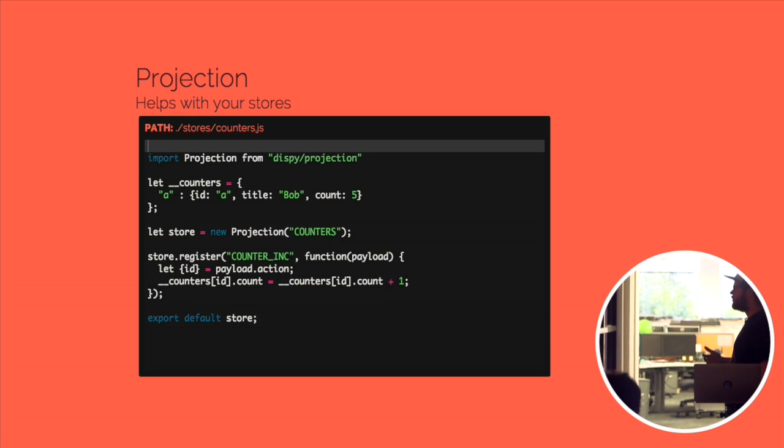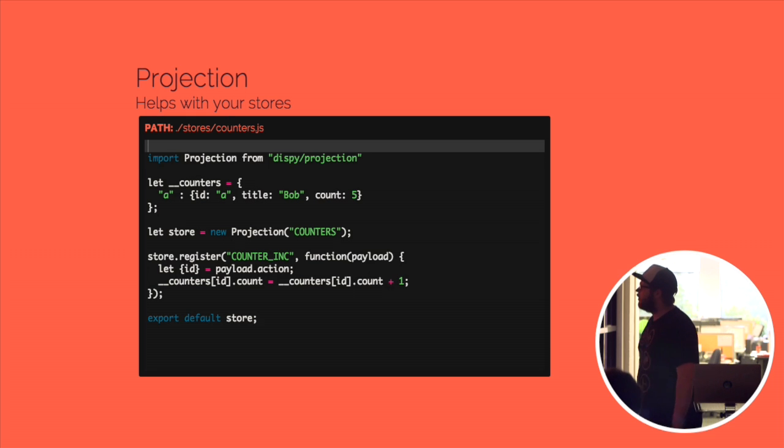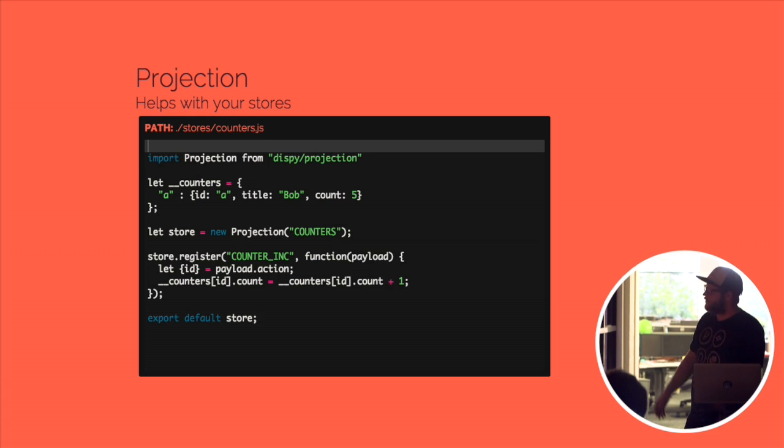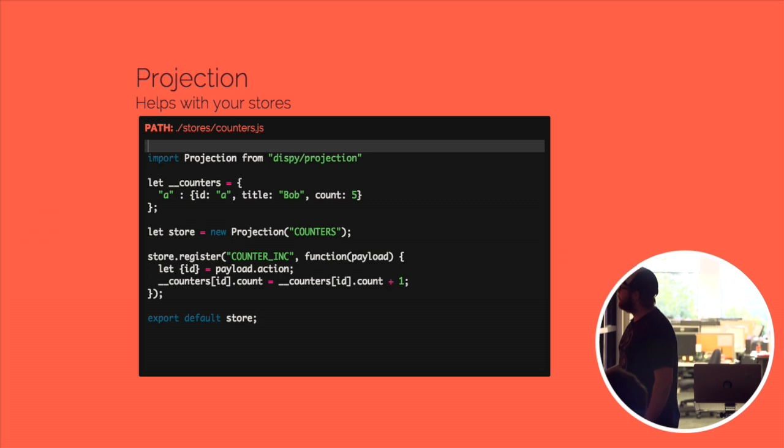Our projections are what we use in our stores. So we have singleton stores. Some people, if you look at the Yahoo stuff, they're using not singleton, sorry. But essentially, I've pre-filled some data into the counters, given it an ID, or put in one already of ID A, title Bob, count 5.